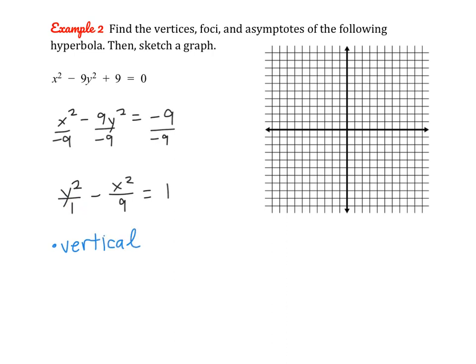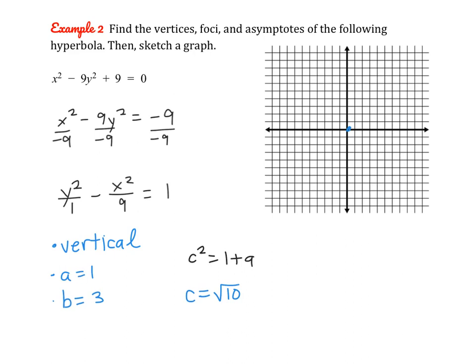Again, the first denominator is always a squared, even if it's smaller and even if y squared comes first. So here I can see that a squared is 1, which means that a is equal to 1. Here we see that b squared is 9, so that means that b is equal to 3. And then remember, c squared equals a squared plus b squared, so c equals the square root of 10. So now we have our a, b, and c values. Again, this hyperbola has a center at the origin.